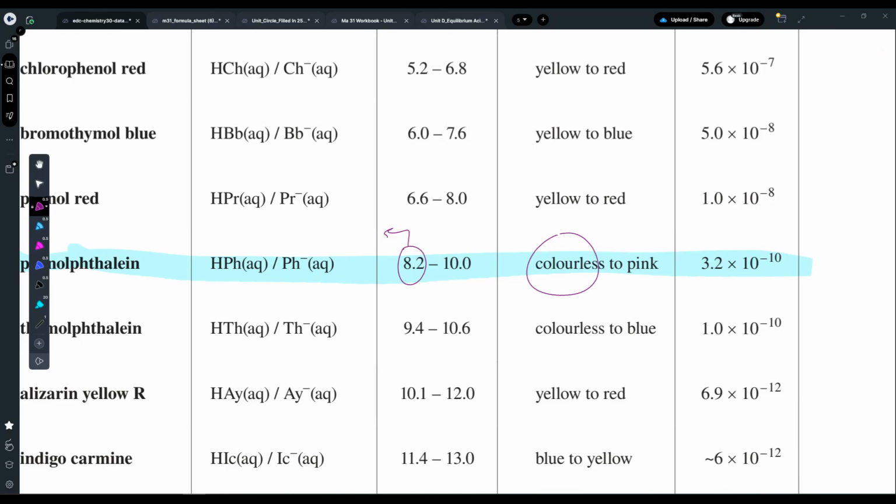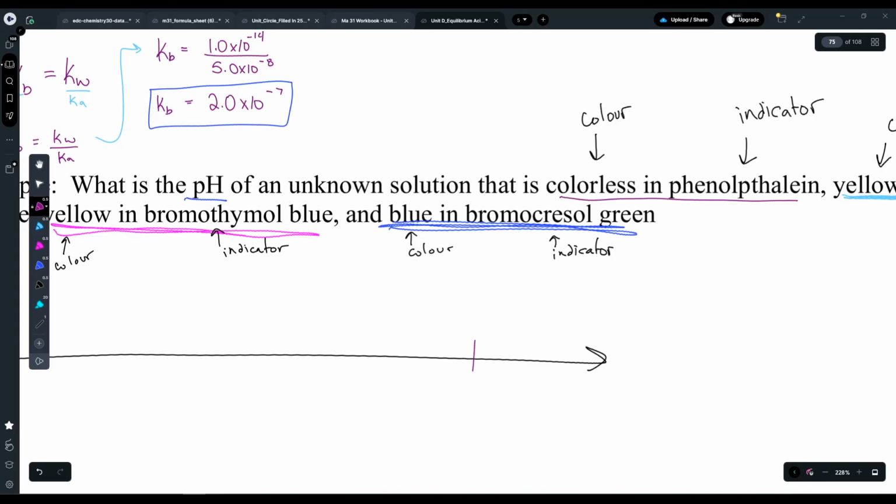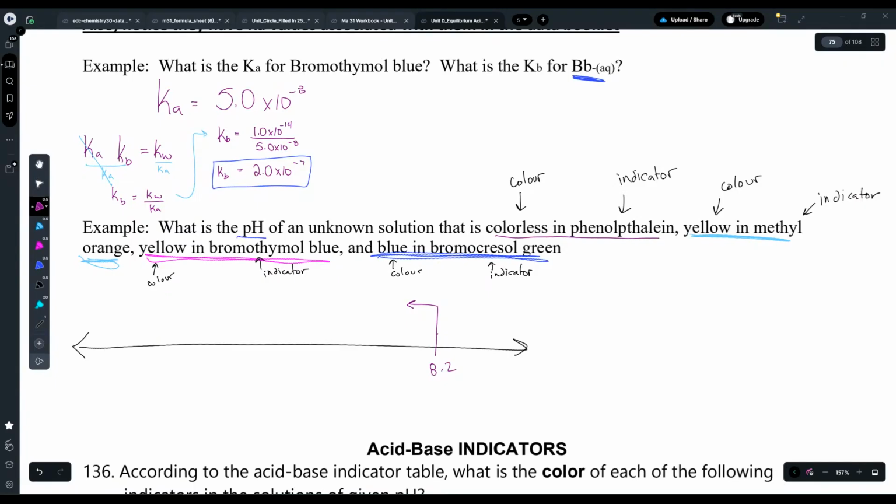So let's record that in our work here. I'm going to write 8.2, and then I'm going to draw an arrow saying and below. Okay, let's move on to the next one.